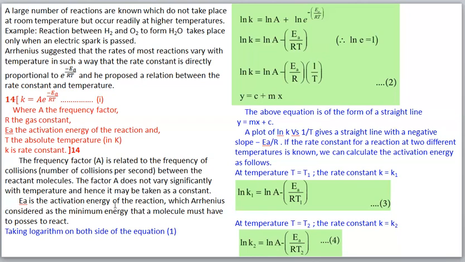Ea is the activation energy of the reaction, which Arrhenius considered as the minimum energy that a molecule must possess to react. That is the activation energy. So if the reactive molecules have at least this quantity of energy, then only they will react to form the product. Otherwise, it cannot react.